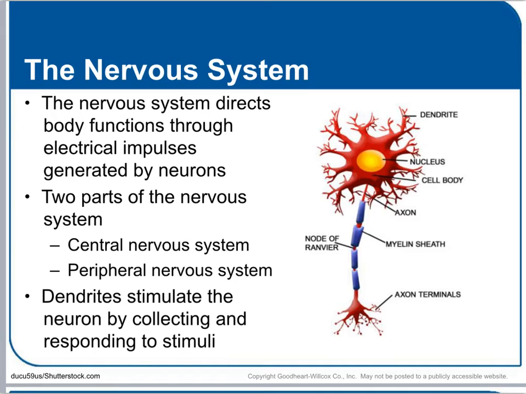It's the dendrites that stimulate the neuron by collecting and responding to stimuli. So how nerve cells communicate is that the dendrites, which you see here at the top of the picture, are very branched out, and they receive signals from other neurons, which are then transmitted through the axon to other nerve cells. So it's kind of like a really fast game of telephone.